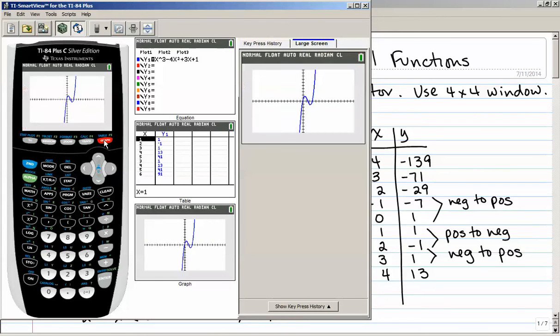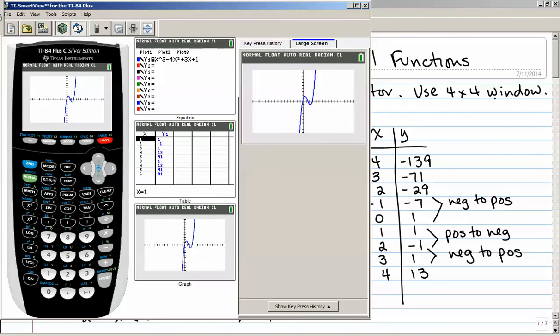There's the function. Let's graph it. Okay, and as you can see, it's kind of tight. It's kind of hard to see what's going on. What I'm really interested in here with this graph is where it's crossing the x-axis, and it's kind of hard to see. So I'm going to show you right now how to change the window.